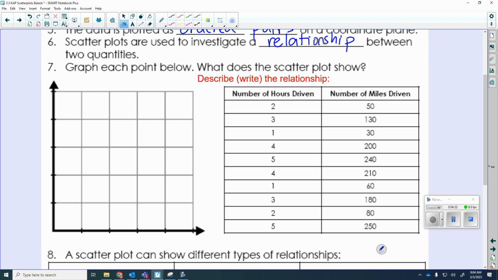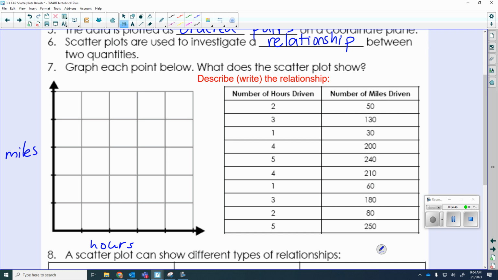All right, so first of all, let's set up our graph. We have number of hours driven, number of miles driven. What would be our x? What would be our y? X is the hours because it's the non-changing variable, right? It's the independent variable. So then that means on the y, you should have miles.